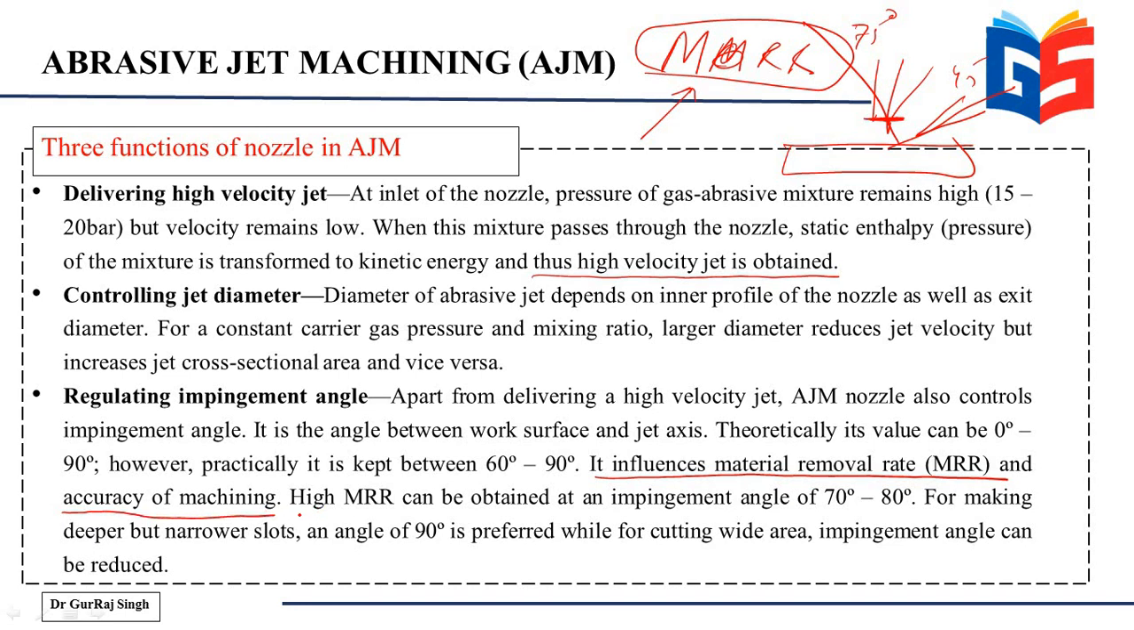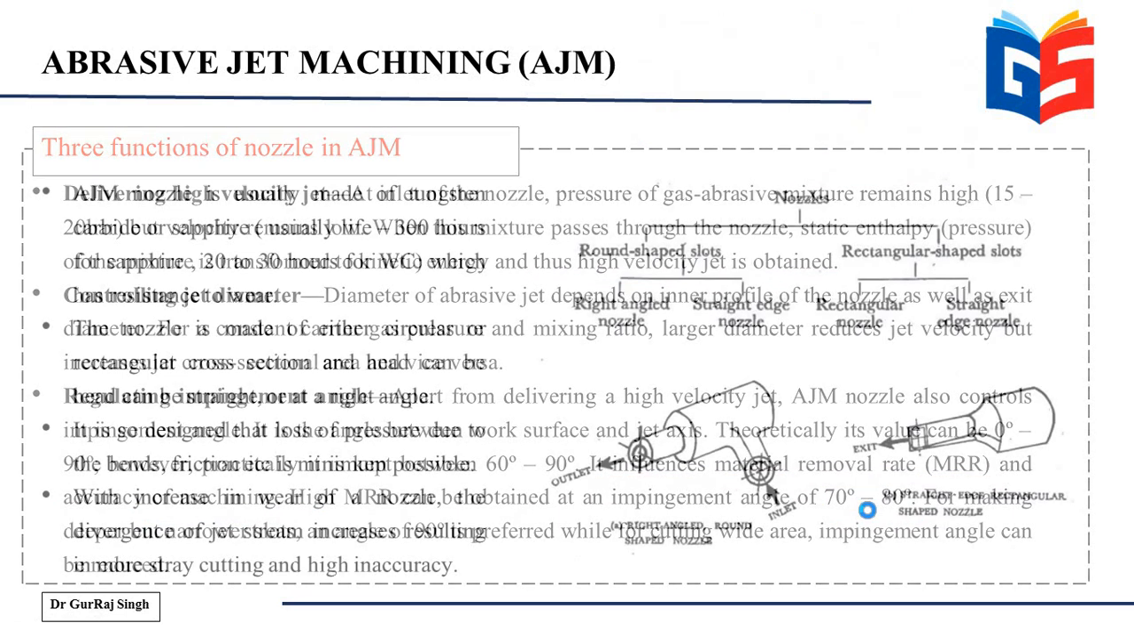And the highest material removal rate can be obtained at an impingement angle of 70 to 80 degrees. After rigorous research experiments, the researchers have chosen this range as the most optimal one for obtaining the maximum material removal rate.